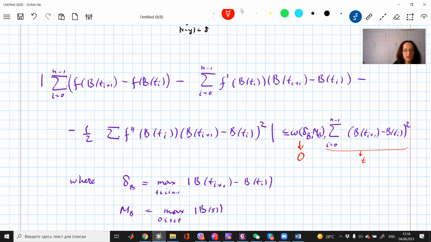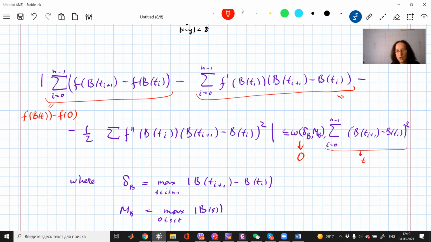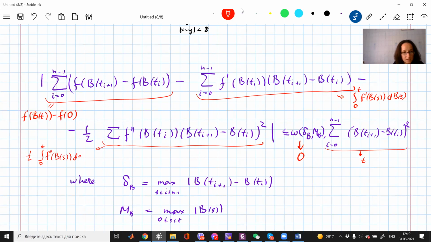And what do we have on the left hand side? The first term is just, you can see here, f of b of t minus f of zero. This is just such a sum. We proved that this sum converges, just by definition, to the Ito integral of f prime of b of s db_s. And this converges, as we proved in the first part, to 1 over 2 times the integral of f double prime of b of s ds.